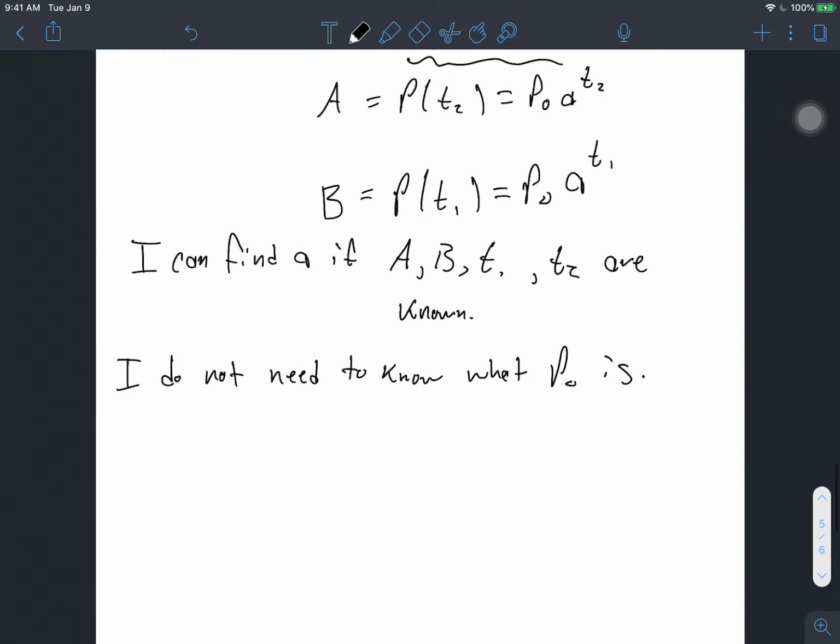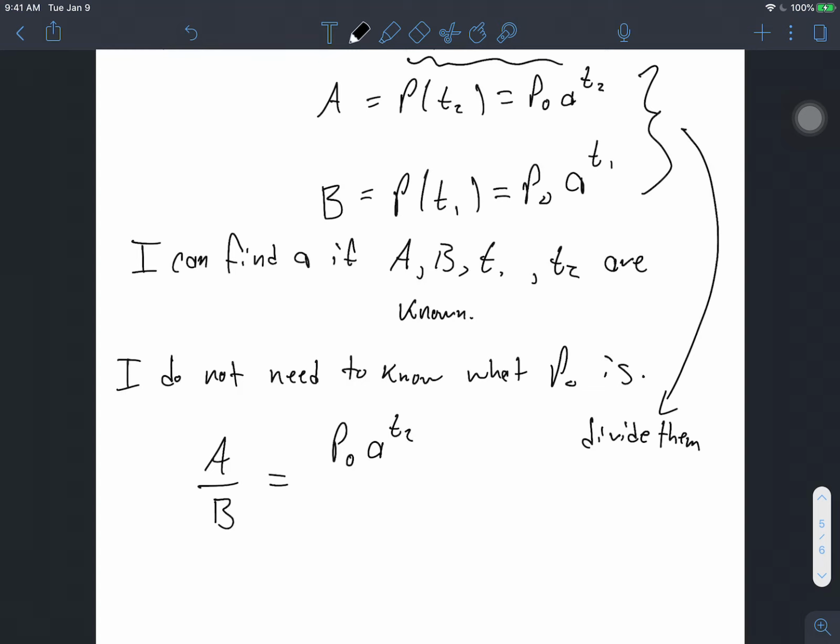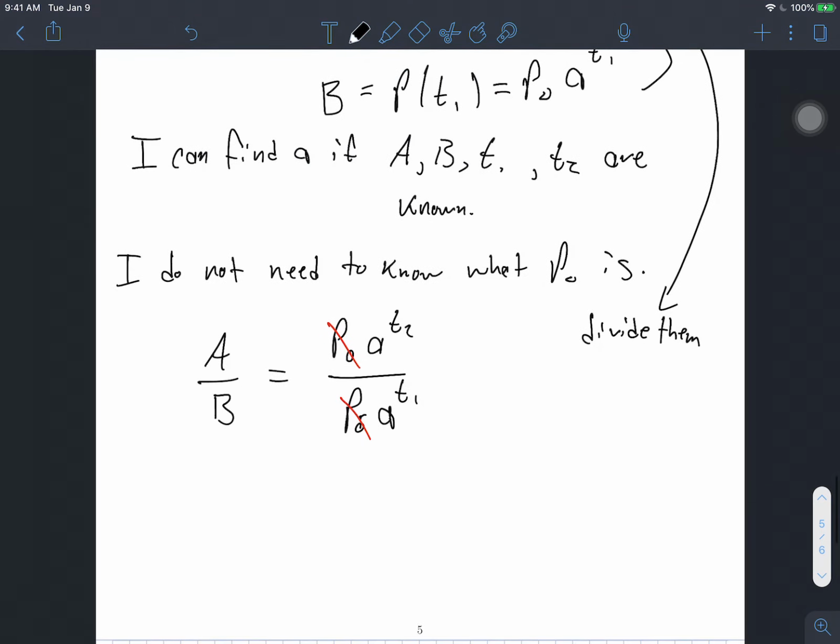I'm going to take these two equations and divide them. On one side, I'll get A over B. On the other side, I will get P naught A to the power T2 over P naught A to the power T1. Do you agree with me that the P naughts cancel? Yes. That's why we don't need to know what P naught is. The left-hand side is just numbers, right? And the right-hand side, I have A to some number divided by A to some number. Can I write that as a single power? I can write it as A over B is equal to A to what power?